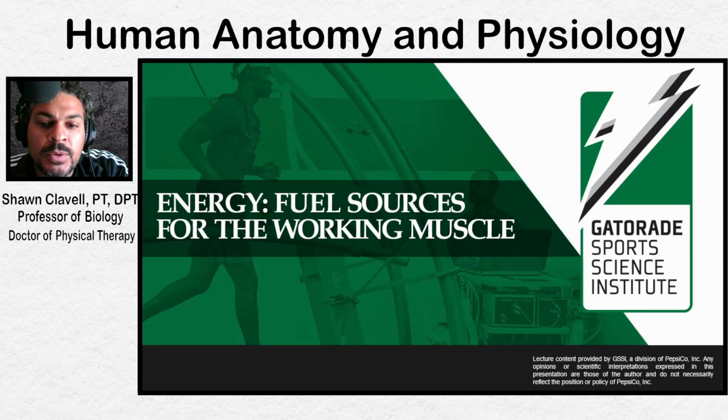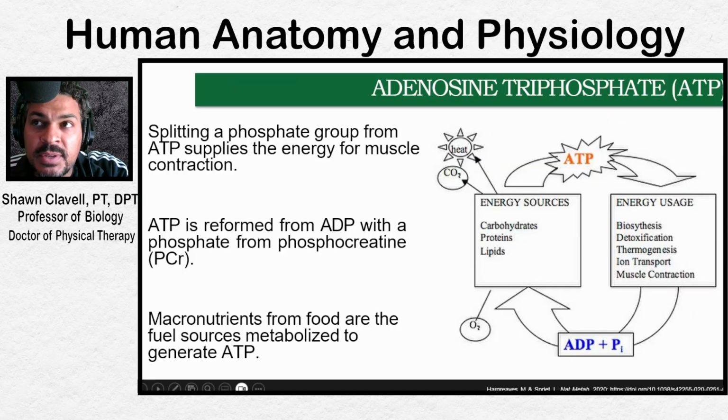And so, really, the first thing we'll start by talking about is the energy currency of the cell, which is ATP, adenosine triphosphate. And so the energy is located in the bonds of adenosine triphosphate, in the phosphate bonds, right? So the splitting of a phosphate group from the ATP supplies energy for muscle contractions to occur.